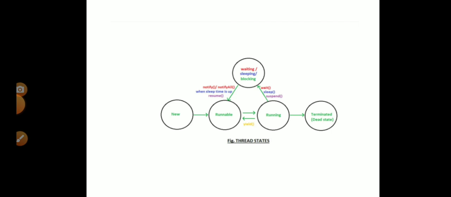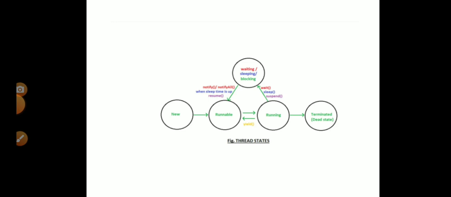So this is about the thread states. First it moves to the new state. From the new state it moves to the runnable state. And we have the waiting state, running state and terminated state. From the waiting state, it gets the notify or notifyAll function when the sleep time is up. When the sleep time is over, it gives you the intimation by using the notify or notifyAll function. After getting the notification, it resumes the processing, that is, it starts the processing of the thread once again.